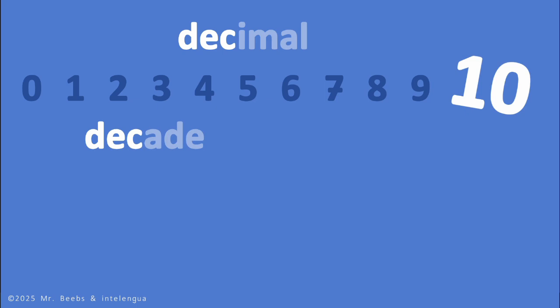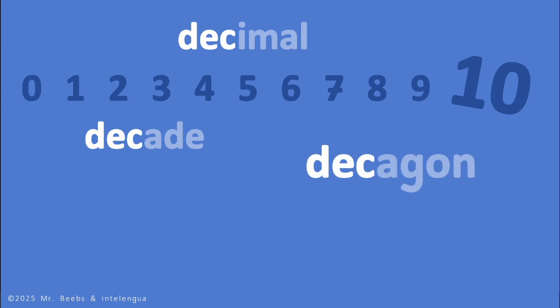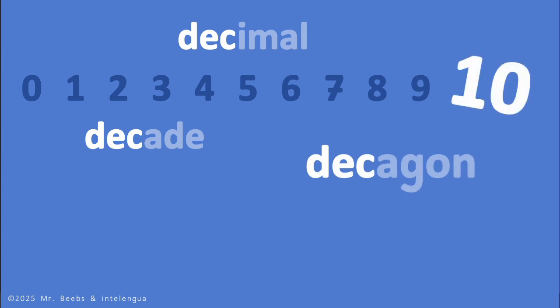Whether it sounds like an S or a K, it's still the same root, and it still has to do with the number 10. An octagon has 8 sides. How many sides does a decagon have? You guessed it, 10. Decagon has a K sound, decagon.